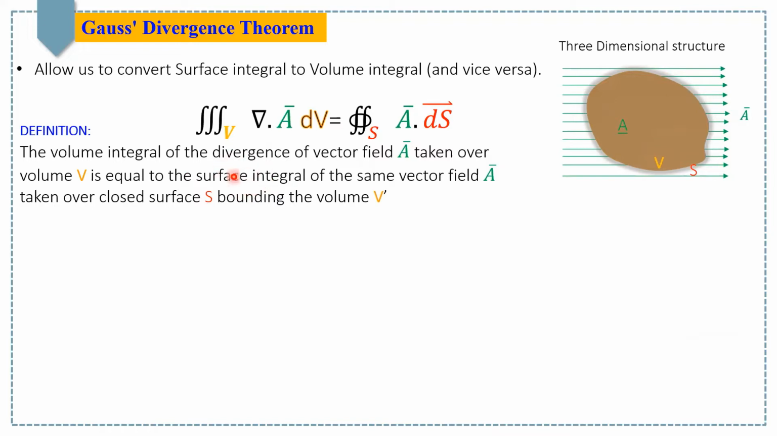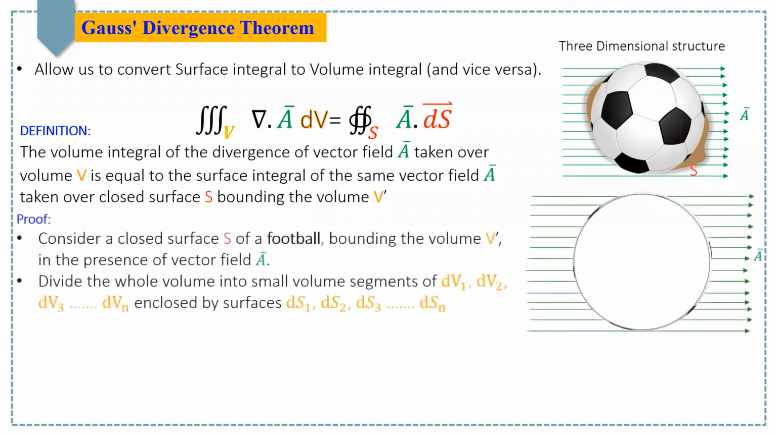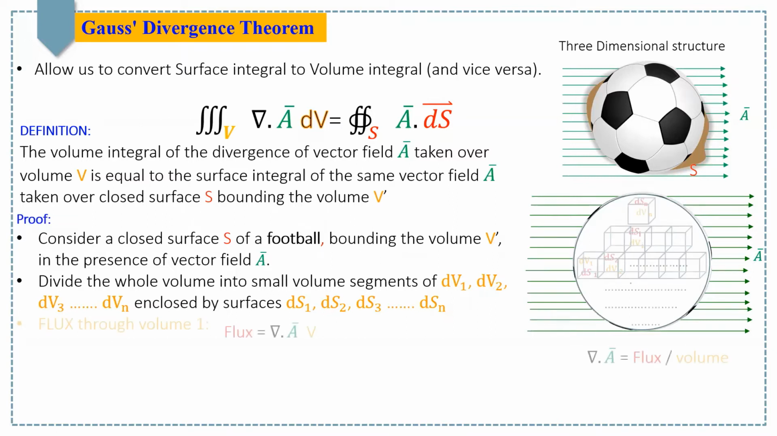To prove this theorem, let's take the example of this football having closed surface S bounding some volume V. Let's first focus on the left side of this equation, and for this, divide the whole volume of this football into small volume segments dV1, dV2, dV3 up to dVn, and all of these small volume segments are enclosed by the surfaces dS1, dS2 up to dSn.